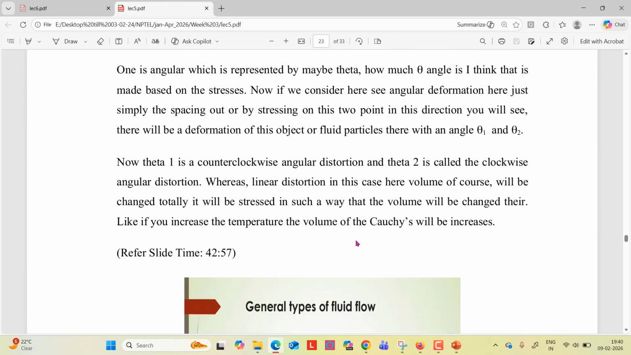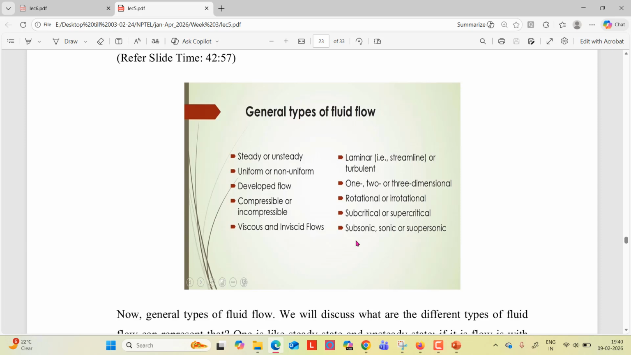This is the different types of displacement in fluid. So these are the different general types of fluid flow. So you know that steady flow and unsteady flow. In case of steady flow, it is not anymore time dependent, right? In case of steady flow it is not varying with time. Unsteady flow is always varying with time.